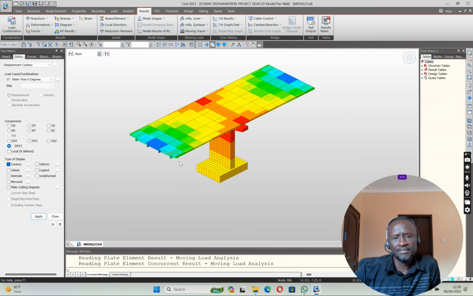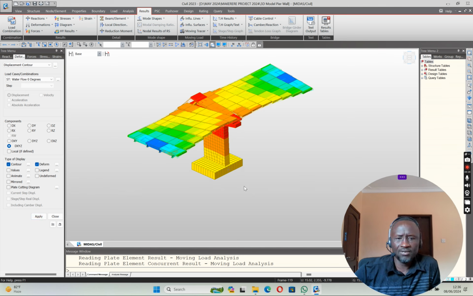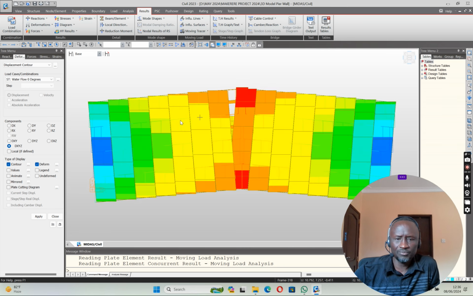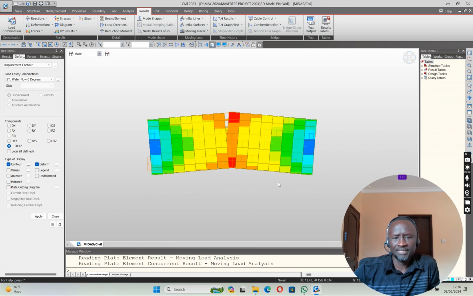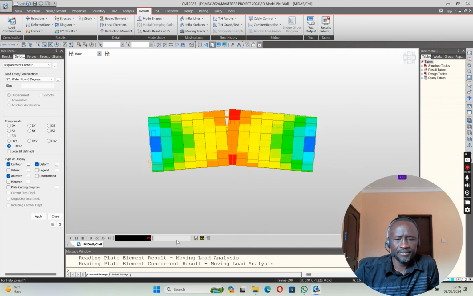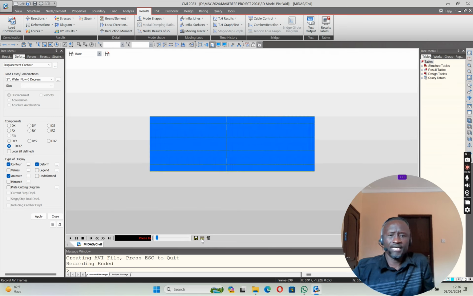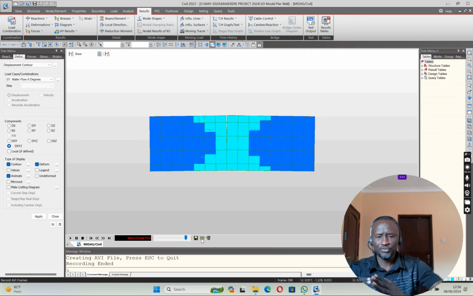Definitely I have that. That's the water flow at 0 degree with a deformation. So if I apply that, that's how water at 0 degree would look like. So on plan, this is how it looks like. If I apply this animation, you will see that it is more uniform.